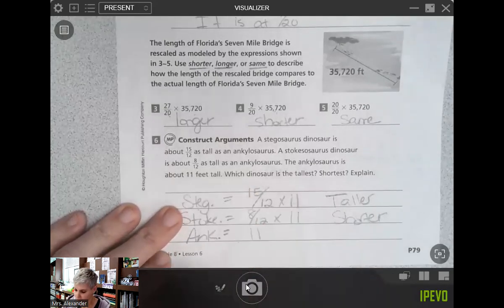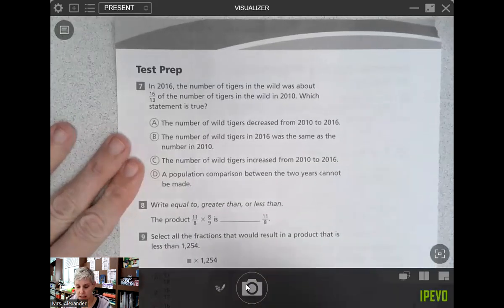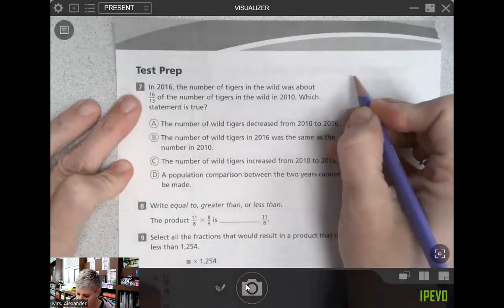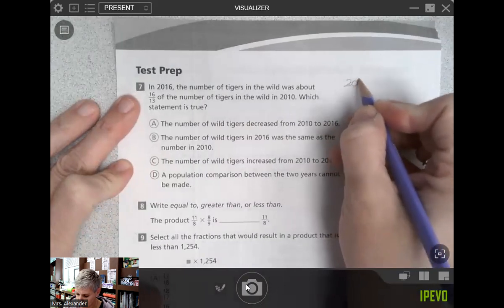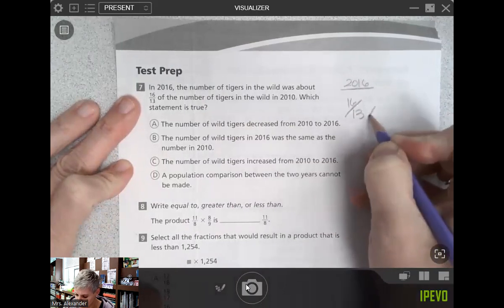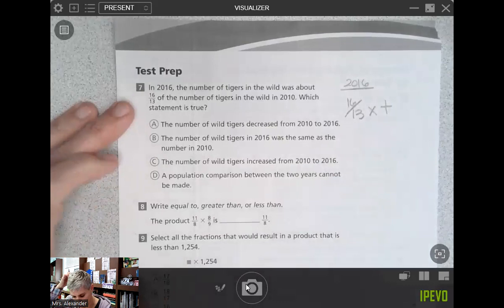All right. Here's our test prep. Let's see what this looks like. In 2016, the number of tigers in the wild was about 16/13 of the number of tigers in the wild in 2010. Which statement is true? So if I think about it, in 2016 we have 16/13 of the number of tigers that were there in 2010.